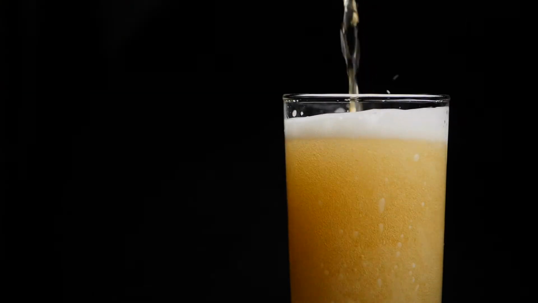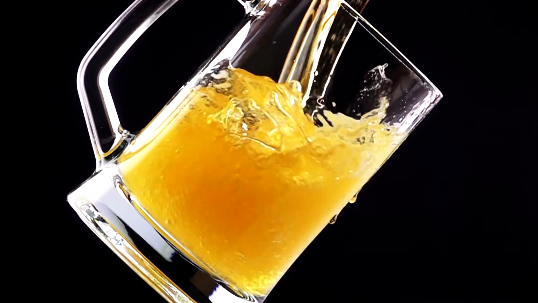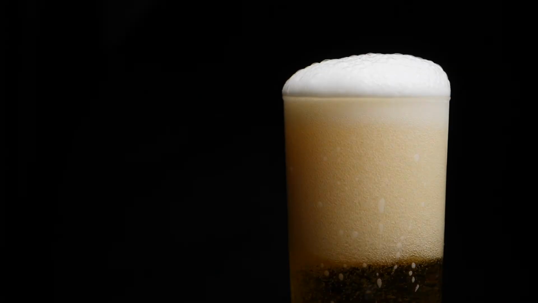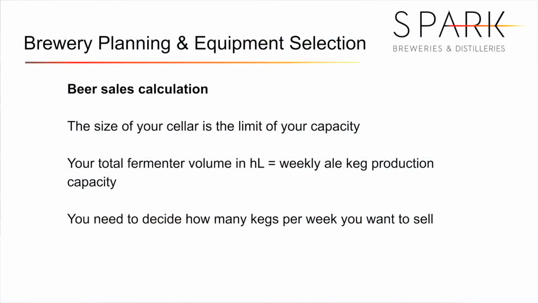You should always plan for future expansion. Our projects always end up selling more beer than they expect. The limit to your output of beer is the size of your brewery cellar. To increase production, you will need to add additional fermenters or swap out the existing fermenters for bigger ones. A neat way of viewing this is that your total fermenter volume in hectolitres equals weekly ale keg production capacity.